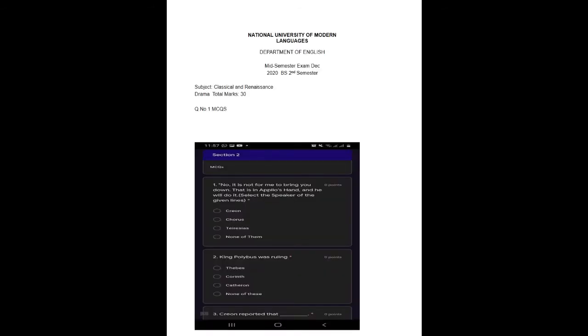Now this is the midterm paper of classical and Renaissance drama. So it also has 2 parts, first one objective MCQs and second subjective. So MCQ is, no, it is not for me to bring you down, this is in Apollo's hand and he will do it. Select the speaker of the given lines. Options are given, the correct option is Tiresias, and second one is, King Polybus was ruling, so the best option is Corinth, he was ruler of Corinth.